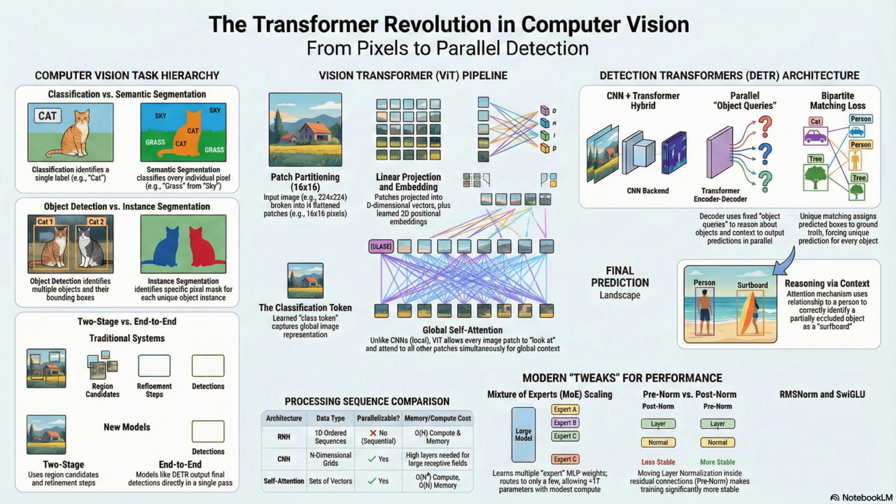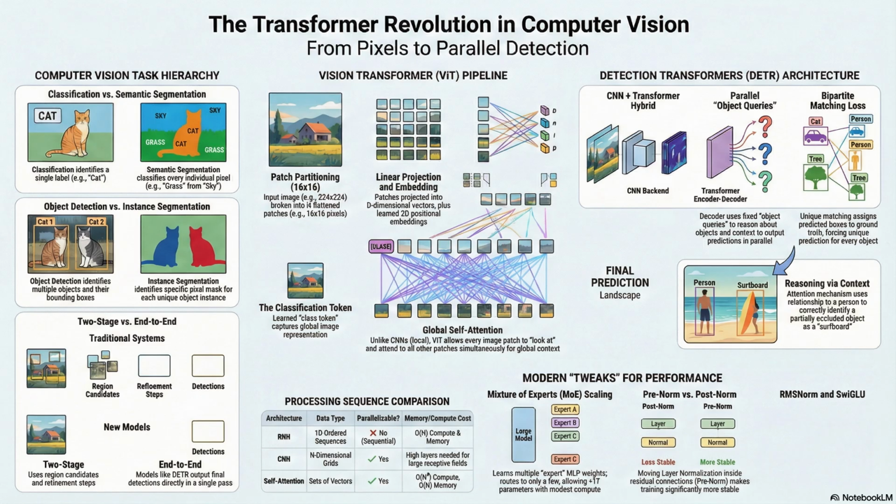Got it. And then there's one more tweak mentioned that is absolutely critical for the massive models we see today, like GPT-4 or Gemini. It's called mixture of experts, or MoE. I keep seeing this term, MoE. What is it? It's a solution to a big problem. We want models to be huge, trillions of parameters.